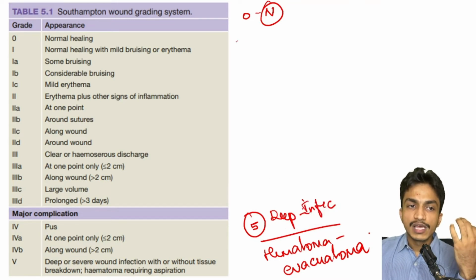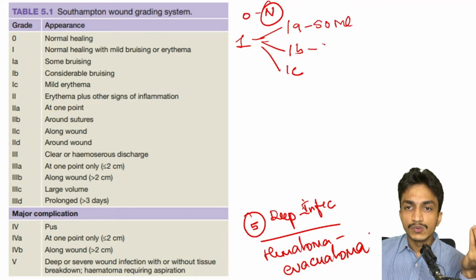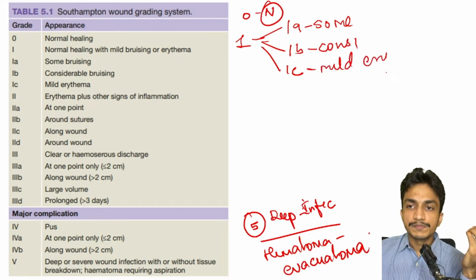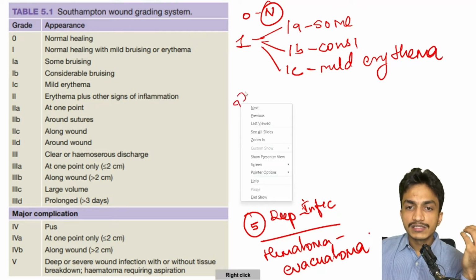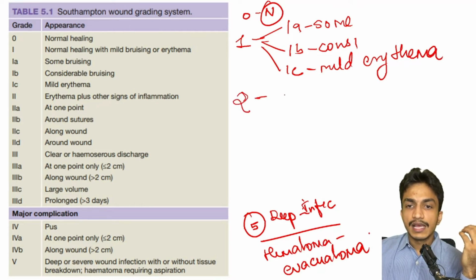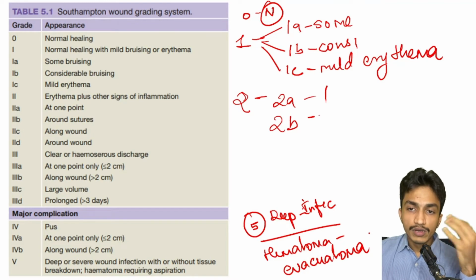From normal, if you see grade 1, that is divided into 1A, 1B and 1C. It will start with some bruising, to considerable bruising, and then get converted to mild erythema. Now, if that erythema spreads along one suture, that is 2A; if around a few sutures, so not the whole wound but around some sutures, that is 2B.